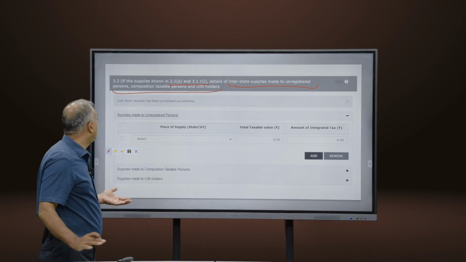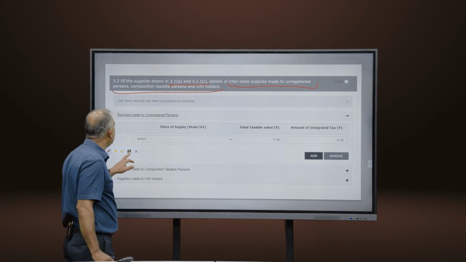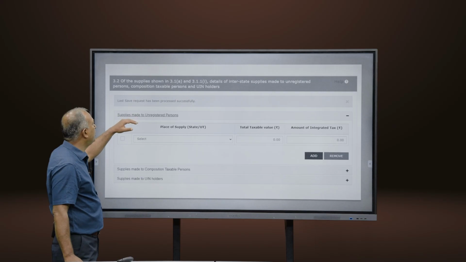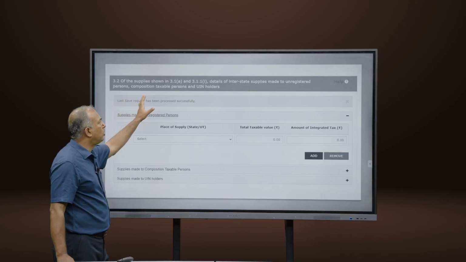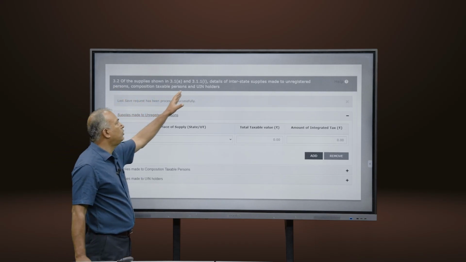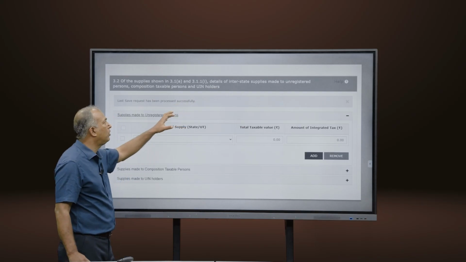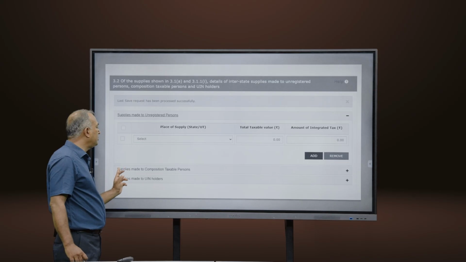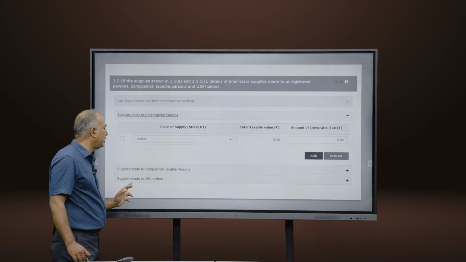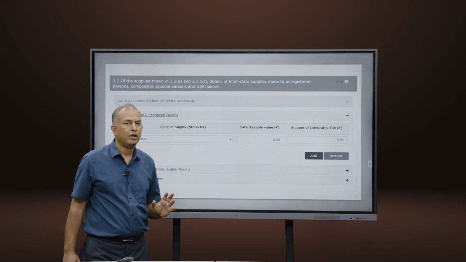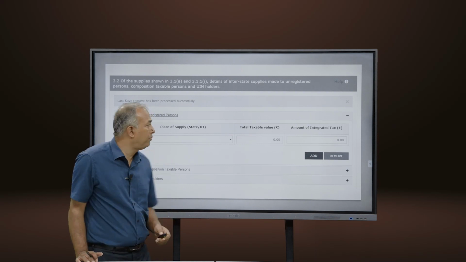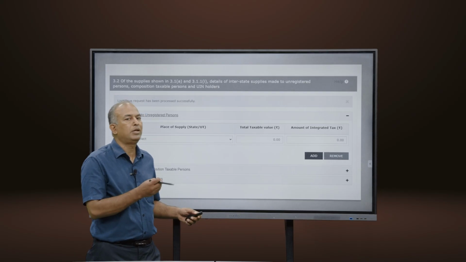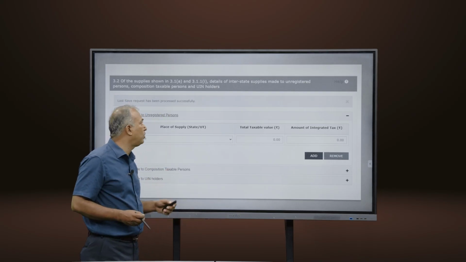So this is with reference. I do not want to spend too much time on this. This is basically a reporting entry. It has three components. You will have to visualize that this table is a subset of 3.1A and, with reference to 3.1.1, under that subcategory 1: supplies made to unregistered persons, supplies made to composition taxable persons, and supplies made to UIN holders. So it is reporting information that comes here. This is already a part of the liability in 3.1A and 3.1.1.